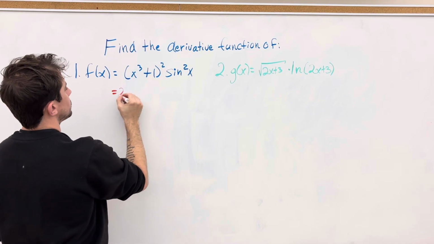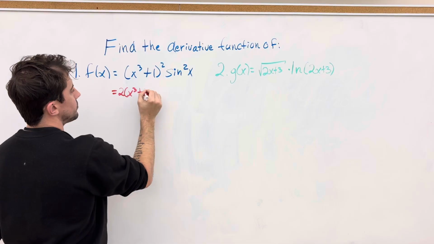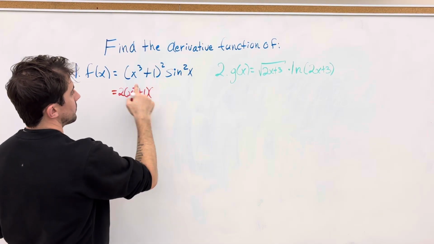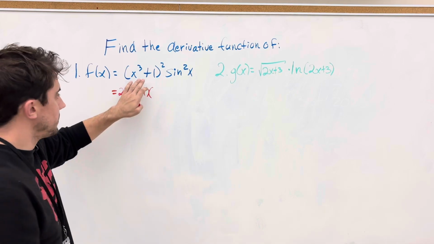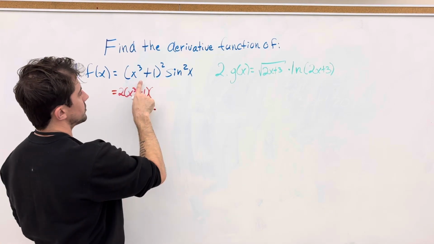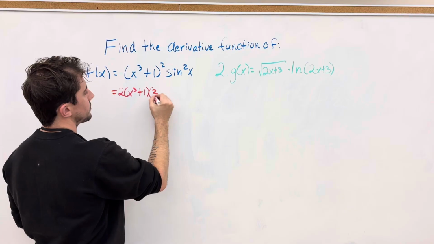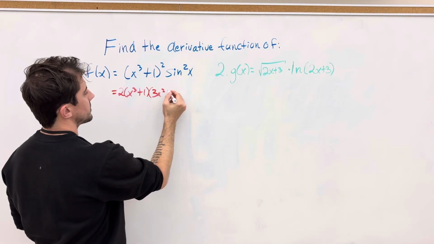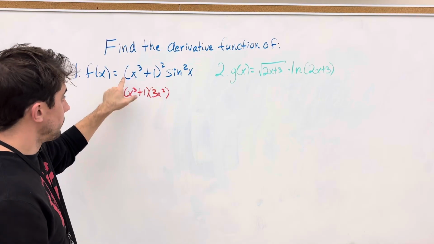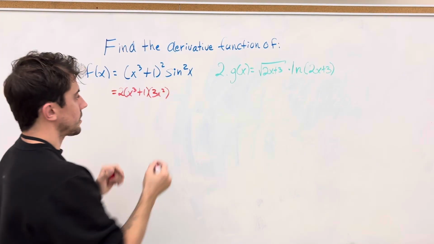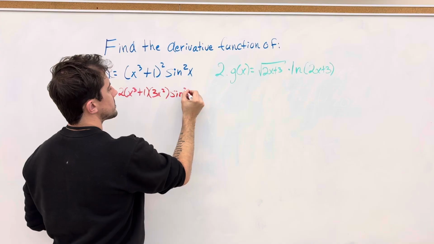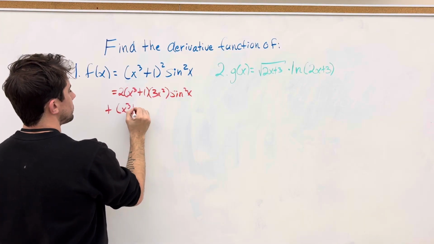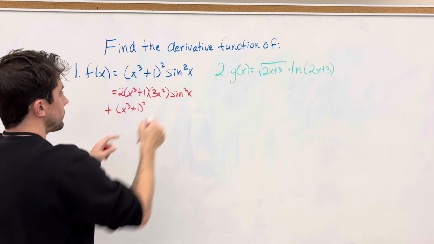And so we'll have 2 times (x cubed plus 1) to the power of 1. The exponent drops down by 1, times the derivative of the expression inside the brackets. The derivative of x cubed is 3x squared, and the derivative of any constant is 0. And so we just get times 3x squared. That's the derivative of the first part times the second part. So times sine squared x plus the first part times the derivative of the second part.